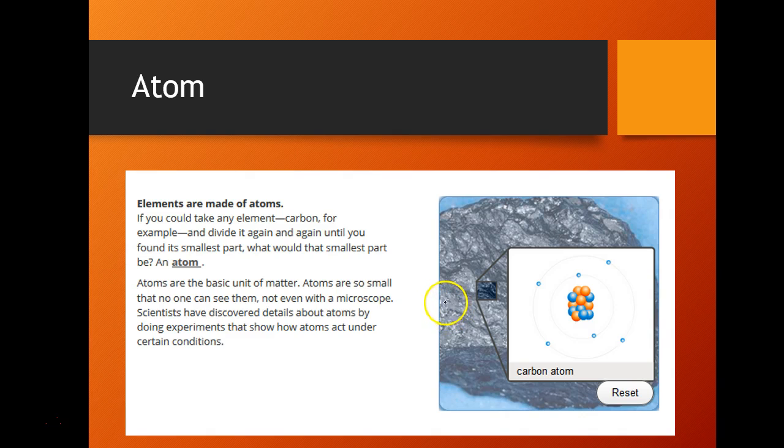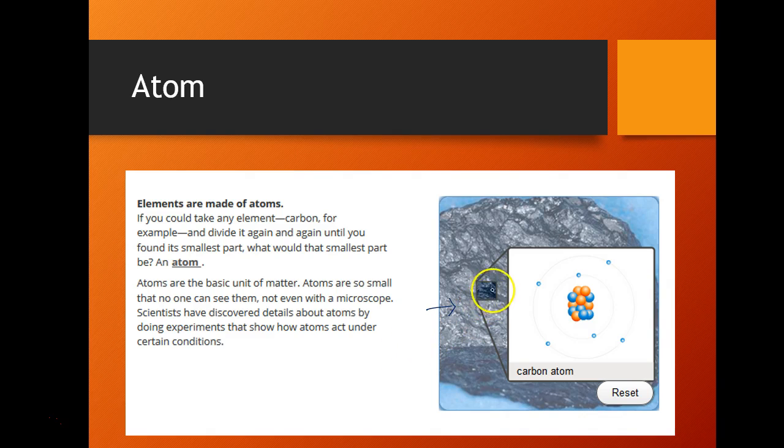So we've gone over how elements are made of atoms. Remember, elements are made up of one type of atom. That doesn't mean that there is only one atom present, but that the element is made up of similar atoms together. So if you took any element, for example carbon, and this right here is a picture of carbon, and you were to divide it again and again until you found its smallest repeating unit, you would find an atom.